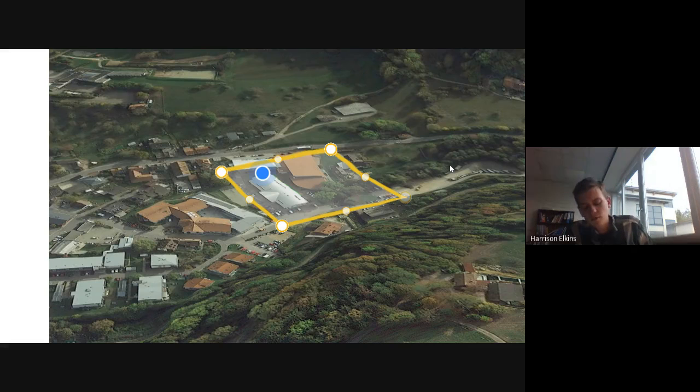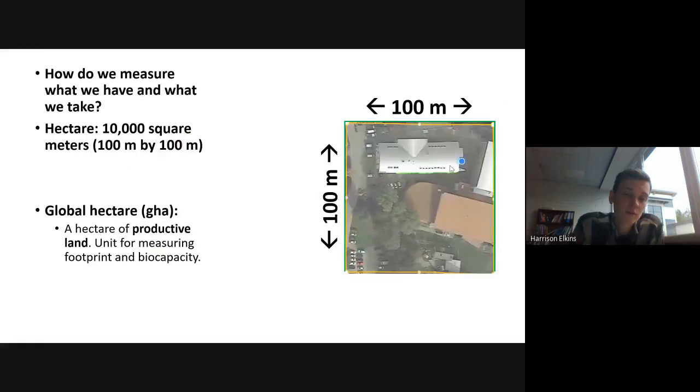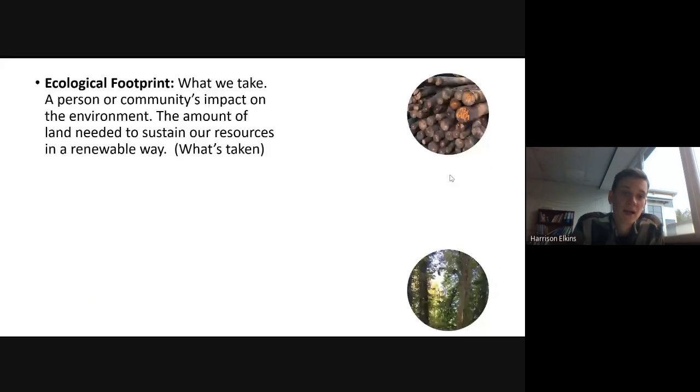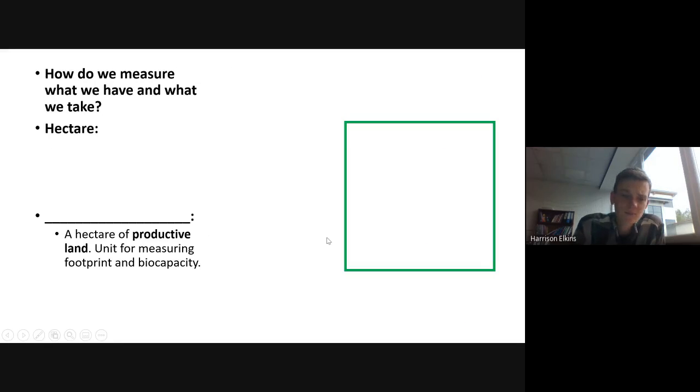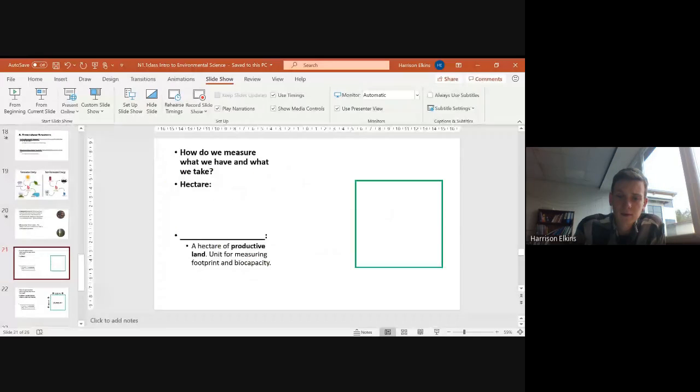So as we continue on in this class, for this unit, we're going to be using the terms global hectare, ecological footprint, and biocapacity to help us measure our impact on the environment. And so that'll be a little bit of environmental science. Then we're going to dive a little bit into environmentalism and discuss how we can make the right choices based off of what we know.